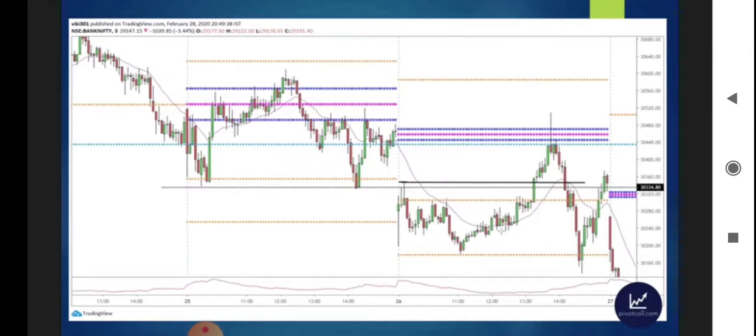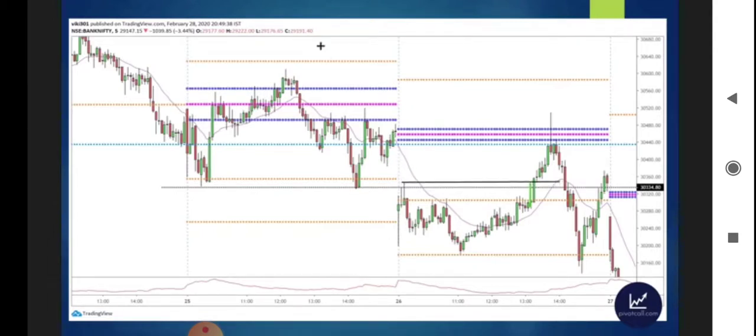Yes, that wick was broken, which means it's a breakout. Now you can go long. Instead of that green candle, assume that there was a green candle like this. Okay, closed above that gap border, but did not close above that wick.